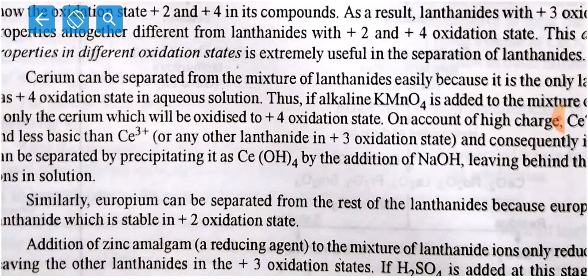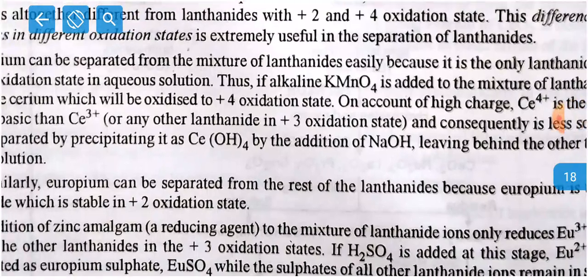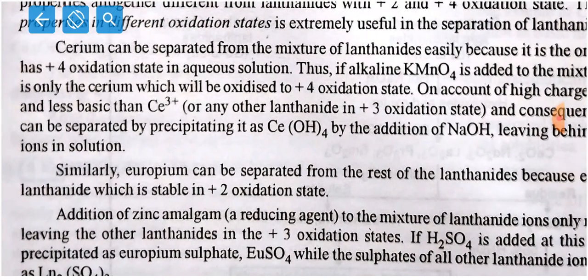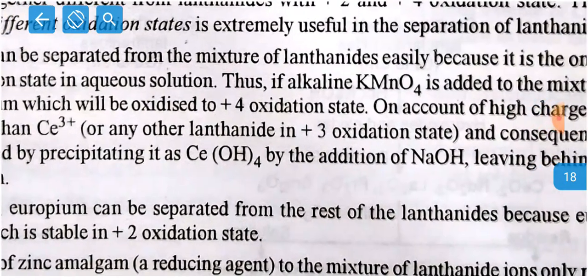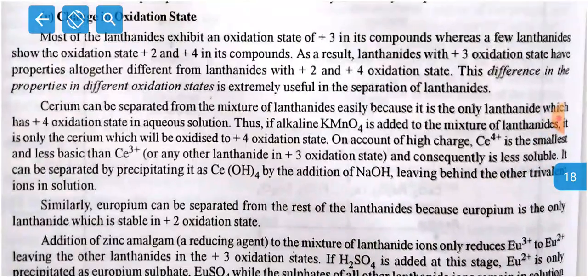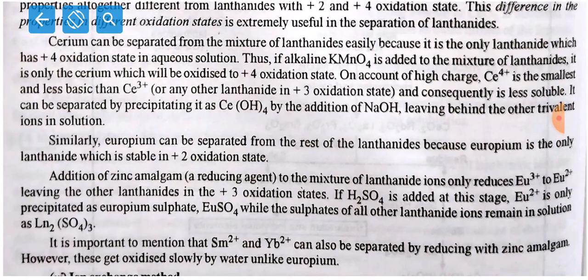Cerium can be separated from the mixture of lanthanoids easily because it is the only lanthanoid which has the +4 oxidation state in aqueous solution. Thus, if alkaline KMnO4 is added to the mixture of lanthanoids, it is only the cerium which will be oxidized to the +4 oxidation state.